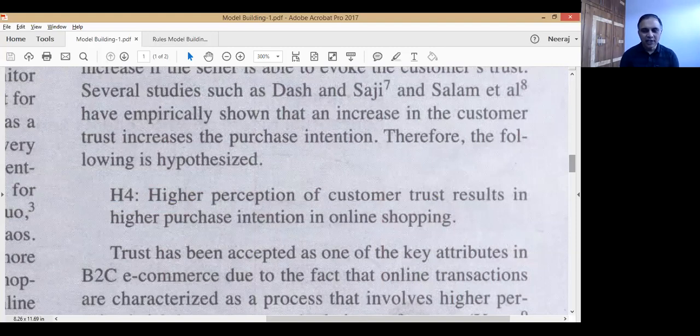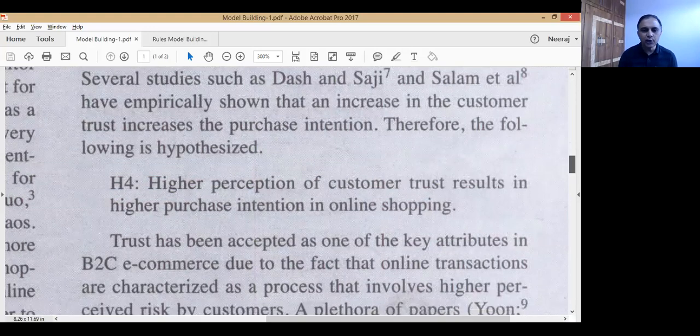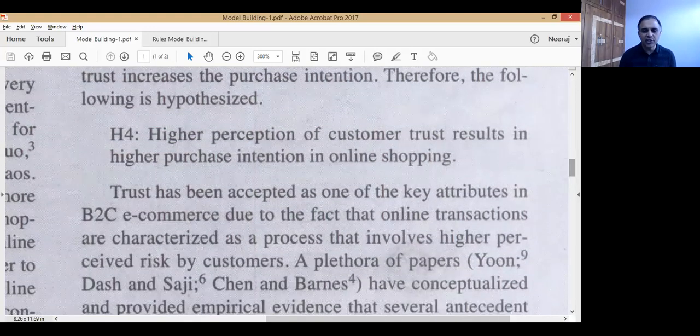So that's a convention of writing. Therefore, the following hypothesis is hypothesized. It means we are not doing it on our own because I feel so. No, I have certain evidences, certain studies which have shown it empirically, which have taken the variables, collected data, applied statistical measures, and come out with these results. So on the basis of their strength, I am claiming that the higher perception of customer trust results in higher purchase intention in online shopping.